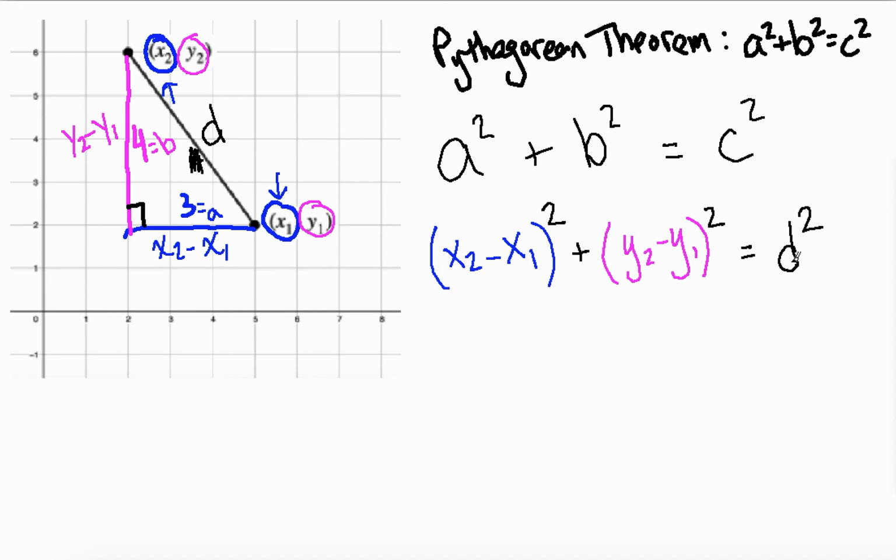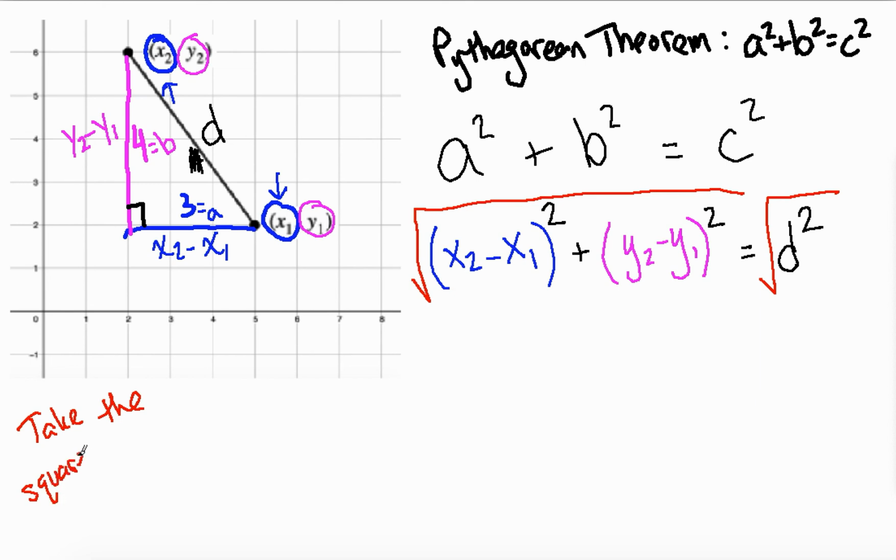D stands for distance. And instead of leaving this as d squared, what I can do is take the square root of both sides. So using a red pen, I'm going to take the square root of both sides, and I'll put that in here. Take the square root of both sides. And you say it out loud like that.